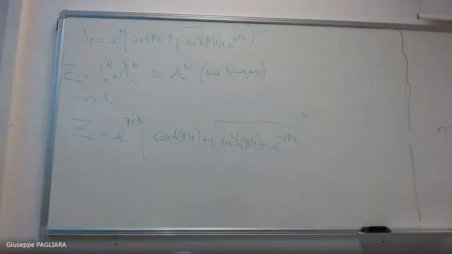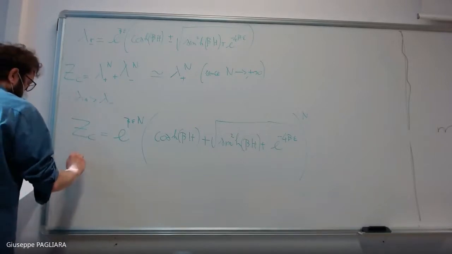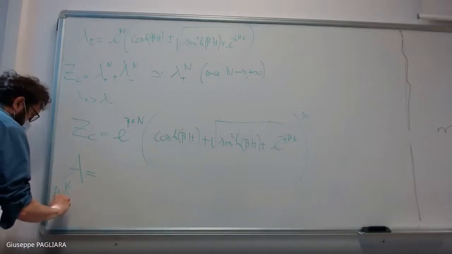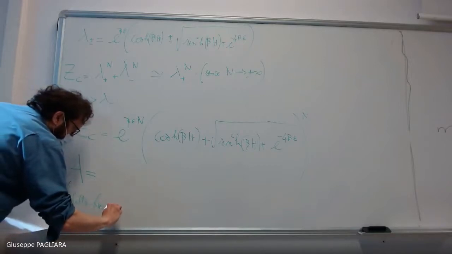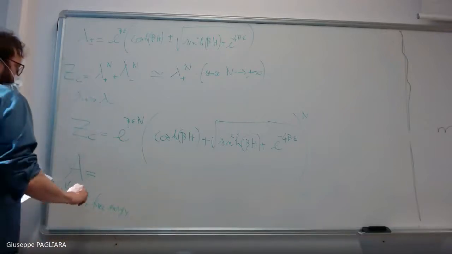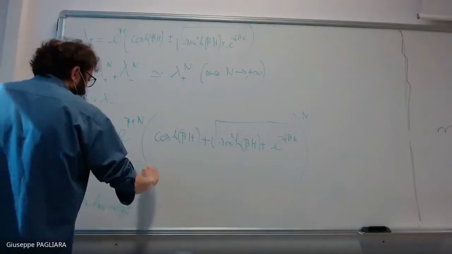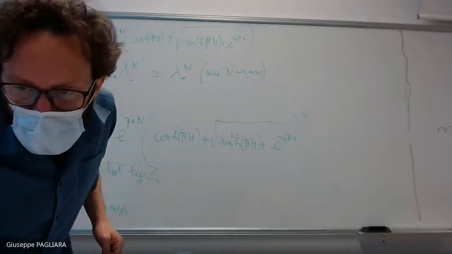So this is the canonical partition function, which contains all the thermodynamics, as we know, because now from this I can remember that the Helmholtz free energy, A, is just minus k_B T log of Z. So the canonical partition function provides the Helmholtz free energy, which I'm going to write, and then we stop.